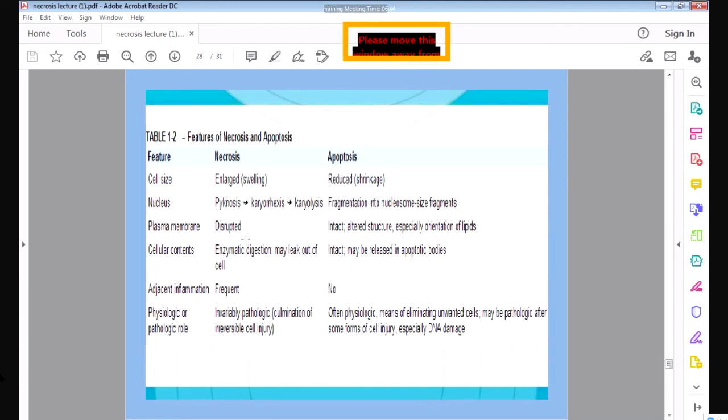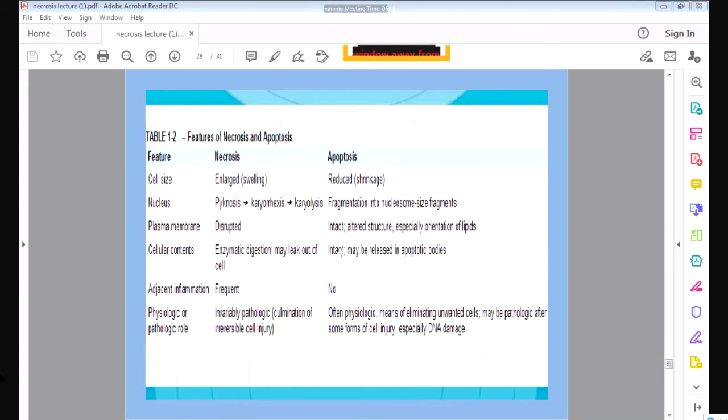Then the plasma membrane is disrupted in necrosis. I told you the plasma membrane will rupture, and because of this all the cellular content, mitochondria, endoplasmic reticulum, will come out of the cell and be digested by the leukocytes. Whereas in apoptosis, the cell membrane will not be damaged; it will be intact.